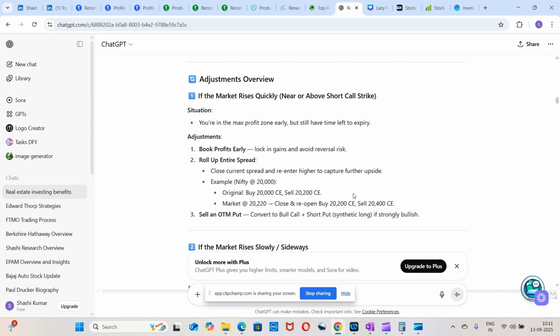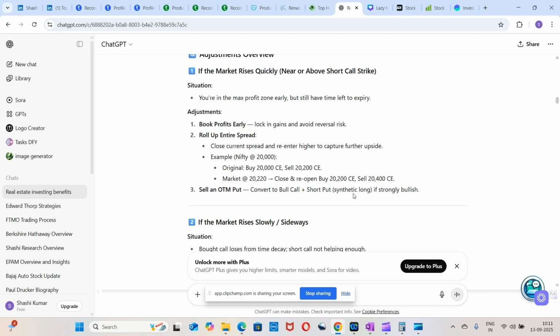On the other hand, you can sell an OTM put also. You could convert this bull call spread by adding a short: sell an OTM put, which will become a synthetic long if you're strongly bullish. So you could convert it into a synthetic long if you're strongly bullish.